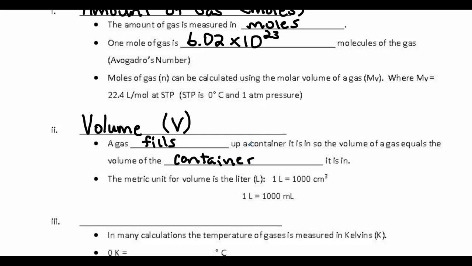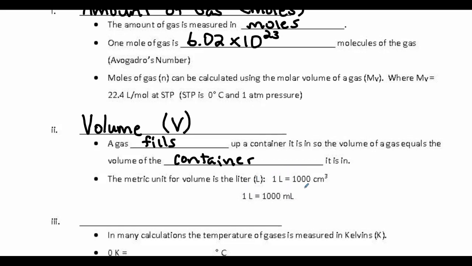gas particles just continue to spread out. So they just spread until they can't spread anymore. The container kind of traps them. So they will have whatever volume that container has. So when we're measuring volume, we use the liter. Sometimes you'll be given a volume in milliliters, and generally for most calculations, we first convert from milliliters to liters before we do the calculation.